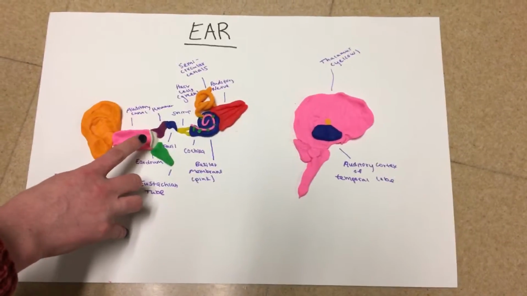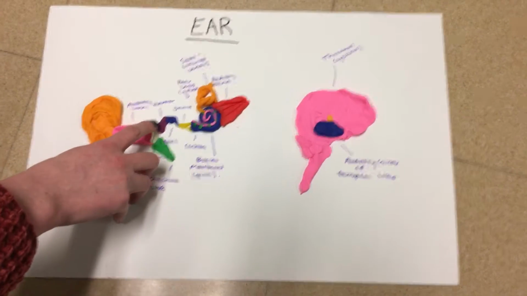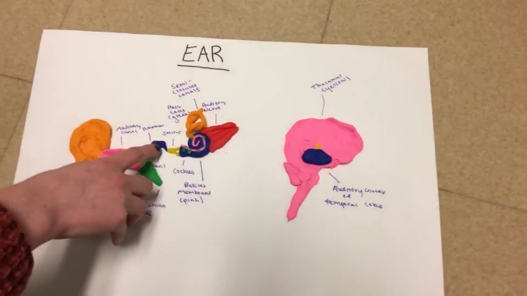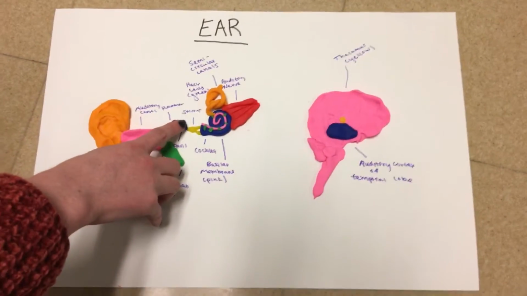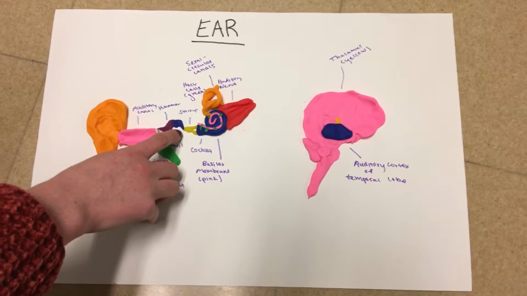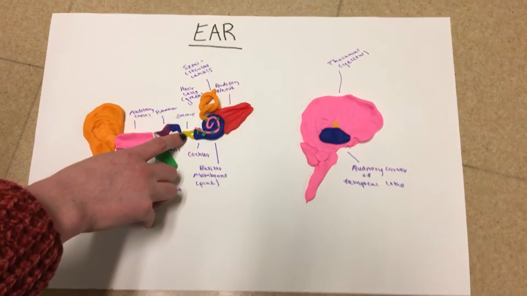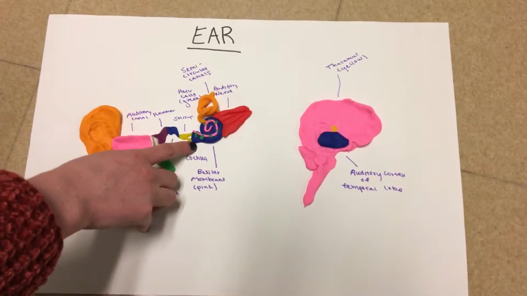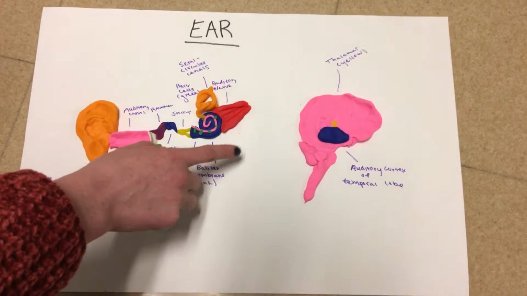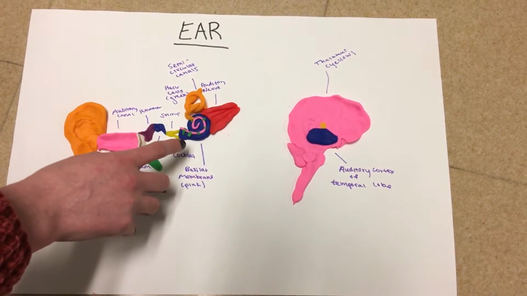The hammer is a small bone that passes vibrations from the eardrum to the anvil, which is this small bone, which then passes vibrations to the stirrup, which is a small U-shaped bone that passes vibrations to the cochlea. The cochlea is a snail-shaped tube of tissue sensitive to vibrations.